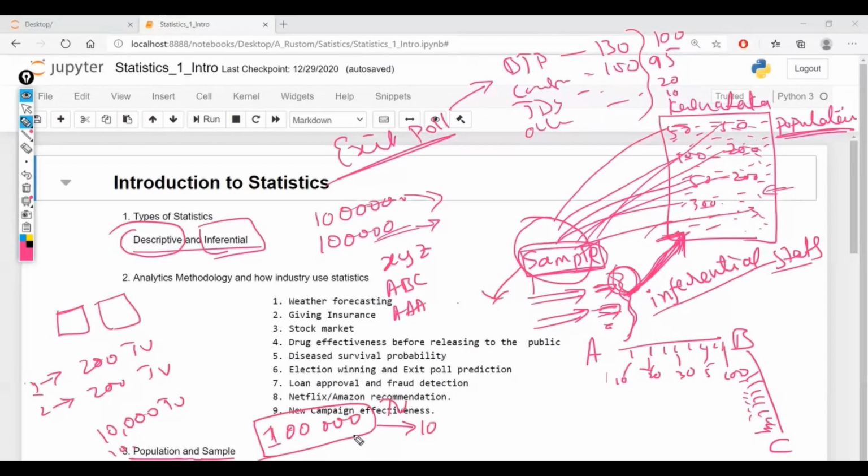So what they do is, in the first batch, they pick randomly 10 TVs. In the second batch, they pick another 15, in the third batch another 20, and in the next batch maybe 12. So randomly, they pick some TVs, and the quality is checked only for those samples.